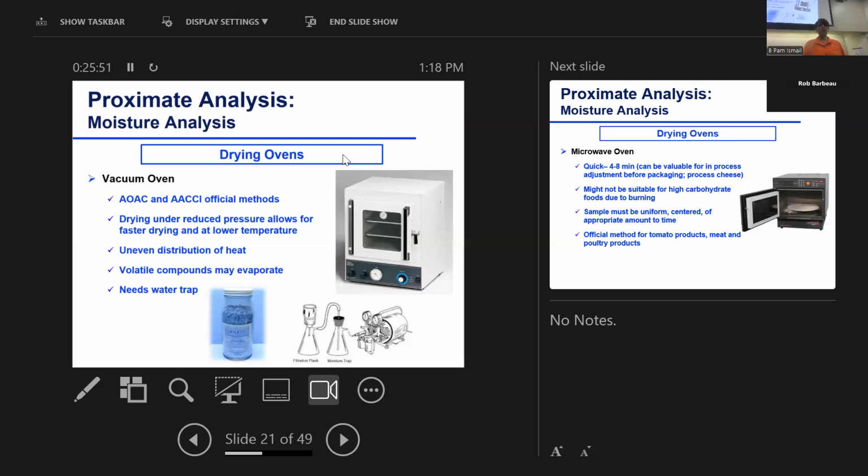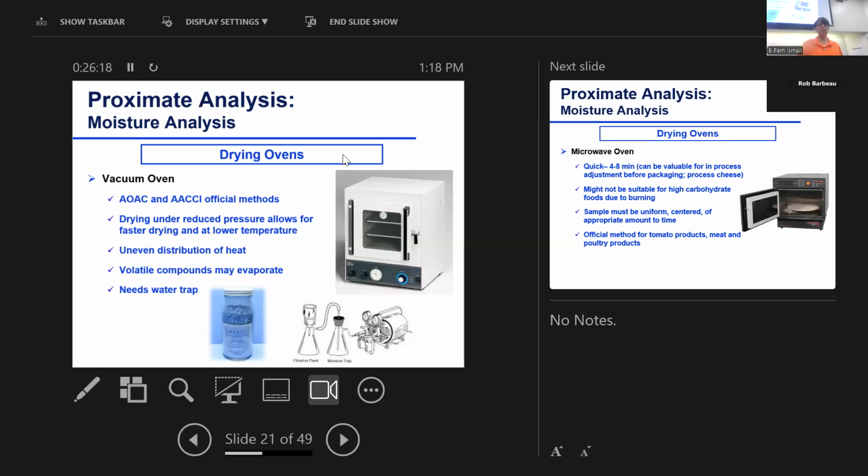However, one of its disadvantages is you don't really have heat circulation. You don't have a fan in there. So sometimes you have uneven distribution of heat, which might cause lower precision than the other oven. You will still lose volatiles. There's no way around it.